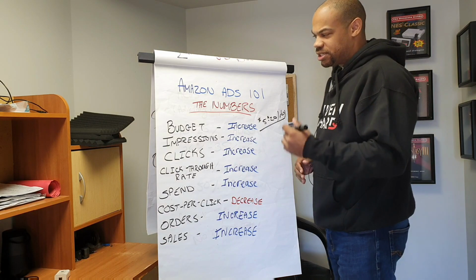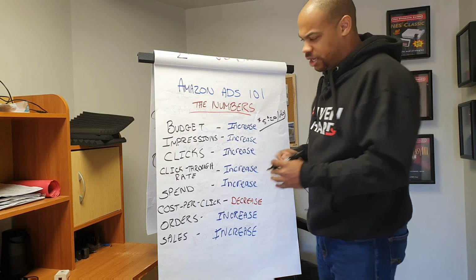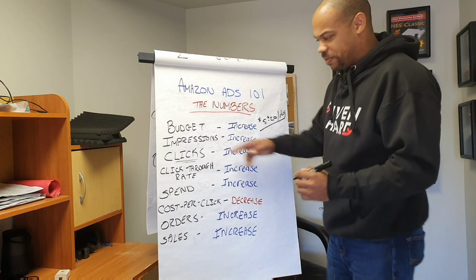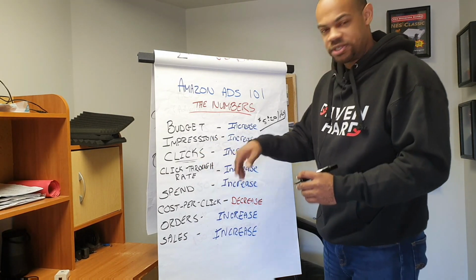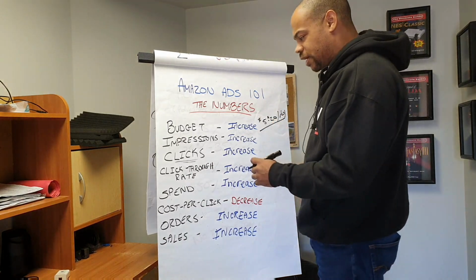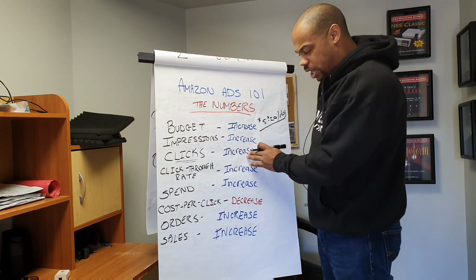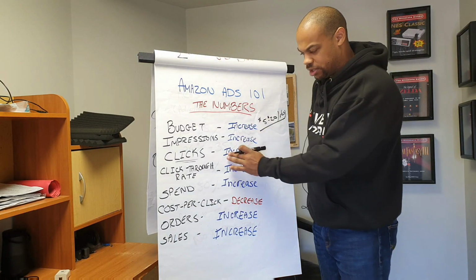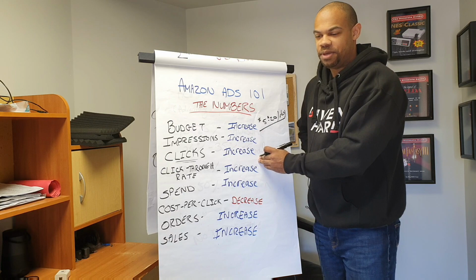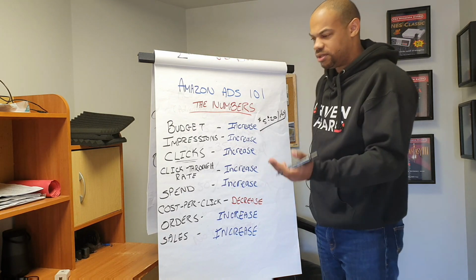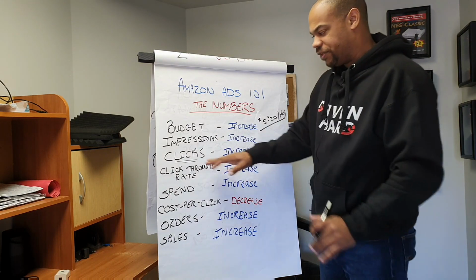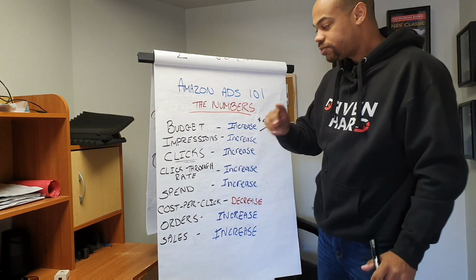And then clicks is the number of people that are clicking on your actual ad. Remember, with Amazon's pay per click, you're only paying when they're clicking. You're not paying for impressions. You're only paying when somebody actually sees your ad and clicks it. When they click, that's when you get charged. And you want this number as high as possible. You want as many clicks as humanly possible. I'm sure everyone understands that.